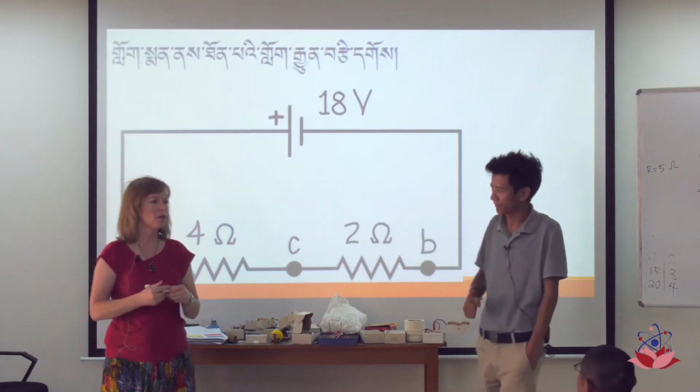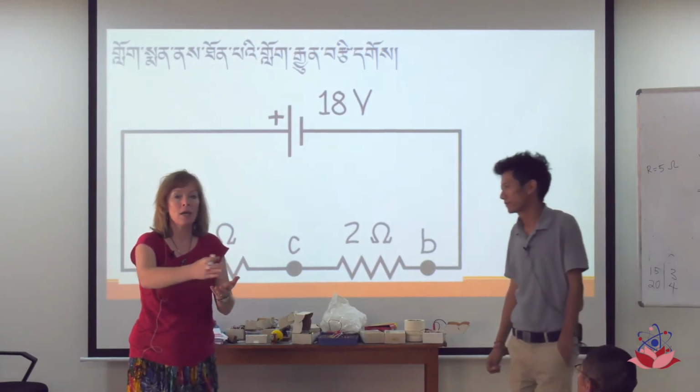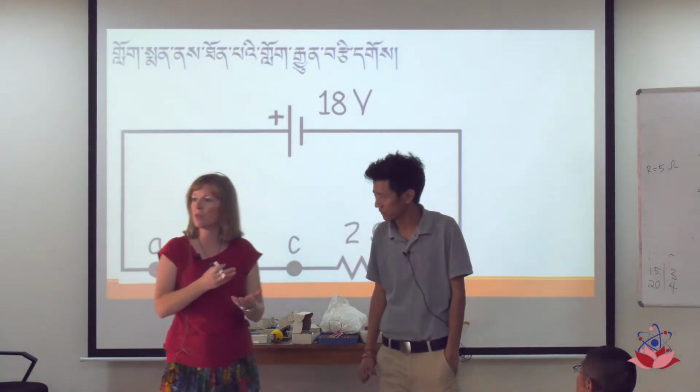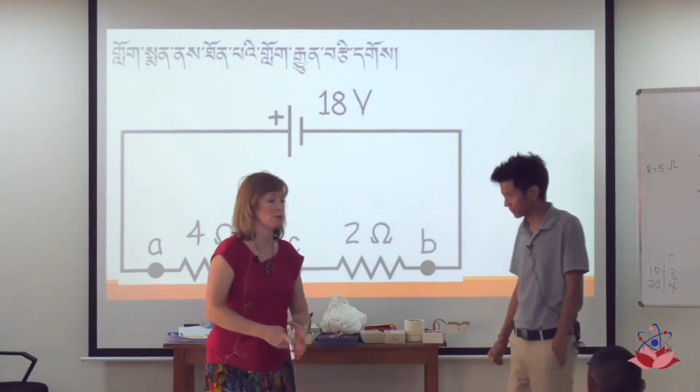That total resistance affects the rate at which charges leave the battery, otherwise known as the current.